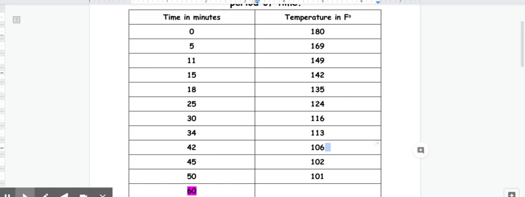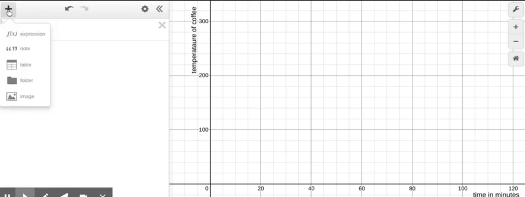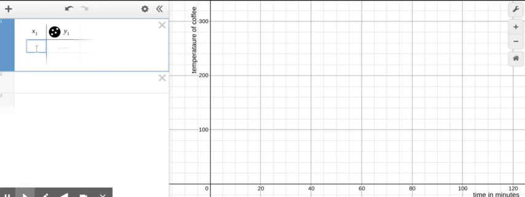So let's go back to Desmos. Again, I'm in my graphing screen. I'm going to go back. I want to enter this data into a table, so I'm going to go to my plus screen, click on the table, and it's going to give me my X and Y's. So I am going to enter my data.